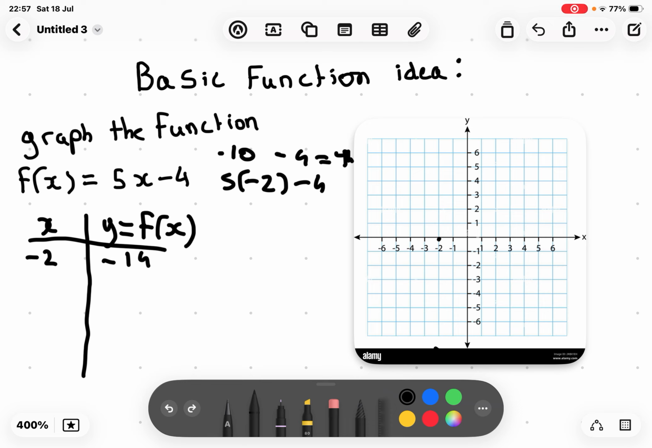So let's just plot it, like this. And the next number, let's just do 0 straight away. So over here we get 0, so 0 is -4. And then let's do 2. So 10, 6.